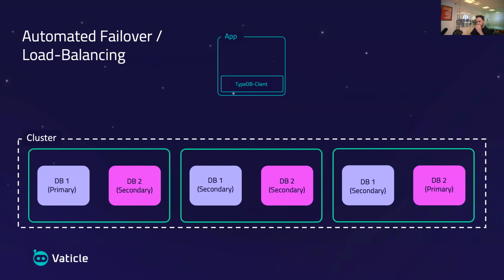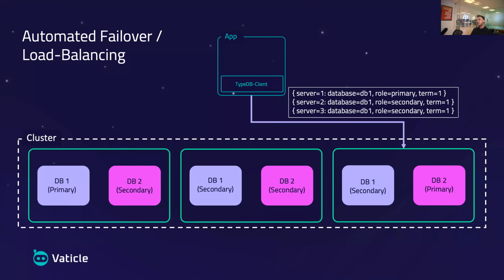So in this application, we have the TypeDB client, and the application wants to connect to the cluster with 3 servers, and 2 databases, DB1 and DB2. The automated failover and load balancing feature, as we call it, is basically done by exchanging data between the cluster and the client.